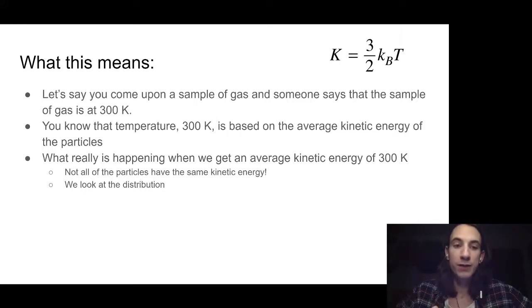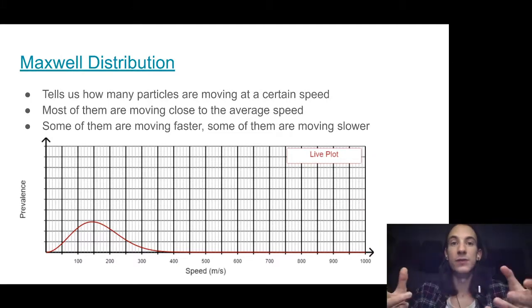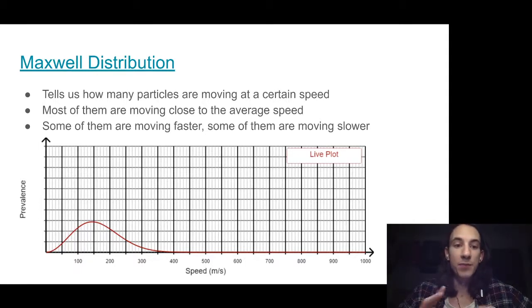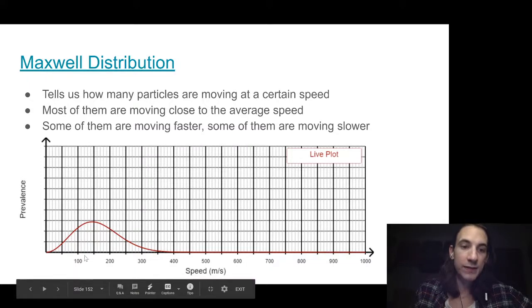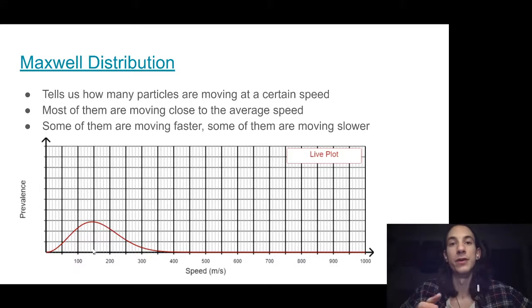What we talked about before is that if we zoomed in on a microscopic scale, we would see that not all the particles have the same kinetic energy. Really we have a distribution where the average kinetic energy gives us a specific temperature. We called these distributions Maxwell distributions, and they tell us how many particles are moving at a certain speed. In this case, the average speed looks to be about 150 meters per second. Again, the speed correlates to the kinetic energy, and the kinetic energy correlates to the temperature.